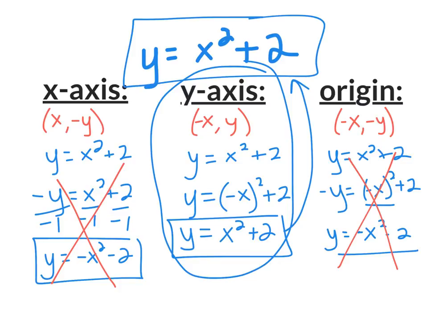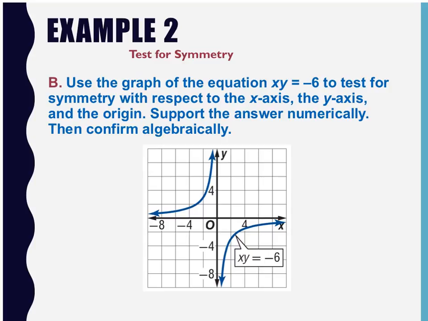So y equals x squared plus 2, we can say, is symmetric about the y-axis, and we confirm that algebraically. Let's take a look at another example. It says use the graph of the equation xy equals negative 6 to test for symmetry with respect to the x-axis, y-axis, and origin. Support it numerically and confirm algebraically, so just like before.